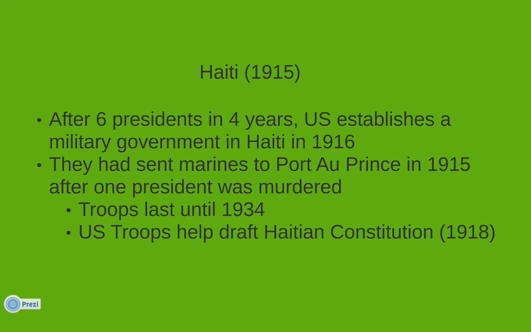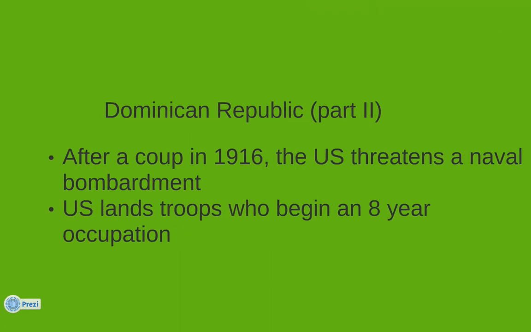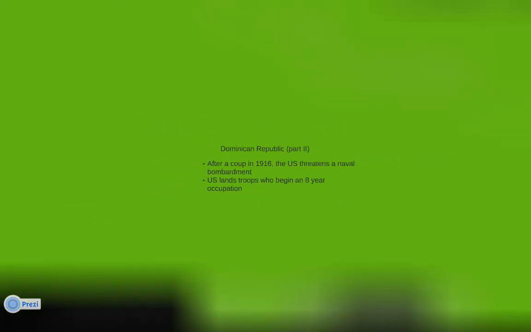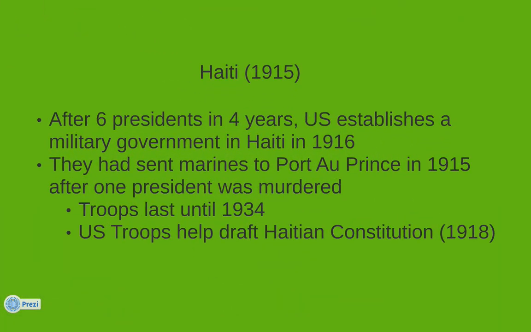And then the last note is the United States troops sort of helped draft the Haitian Constitution of 1918, which is a very interesting way to consider creating your own governing documents with the help of foreign troops. The next of this group, we're going back over to the Dominican Republic, which is in a coup in 1916. The United States threatens the Dominican Republic and lands troops who begin an 8-year occupation. So there's an 8-year occupation of the Dominican Republic, and obviously there's a much longer occupation in Haiti. So you can tell how the United States is expanding its influence.